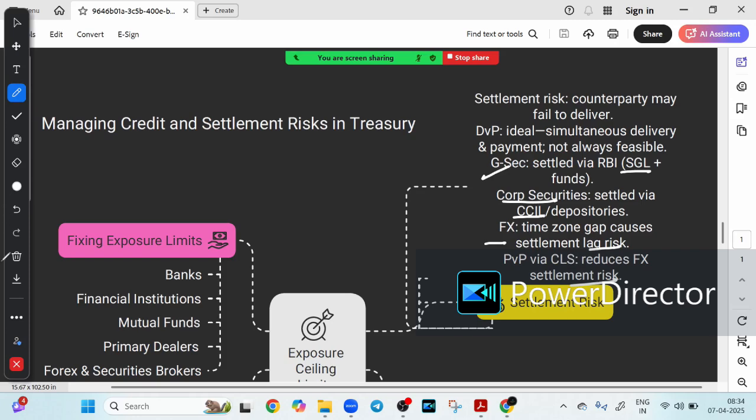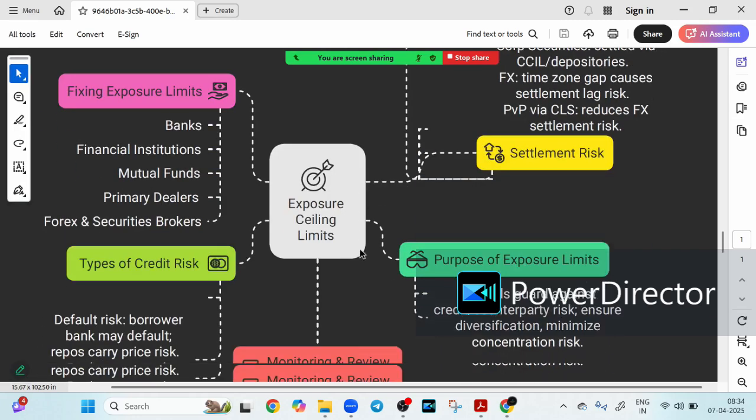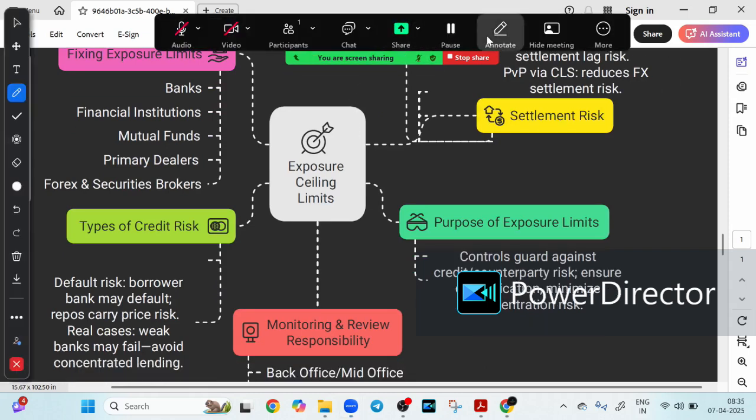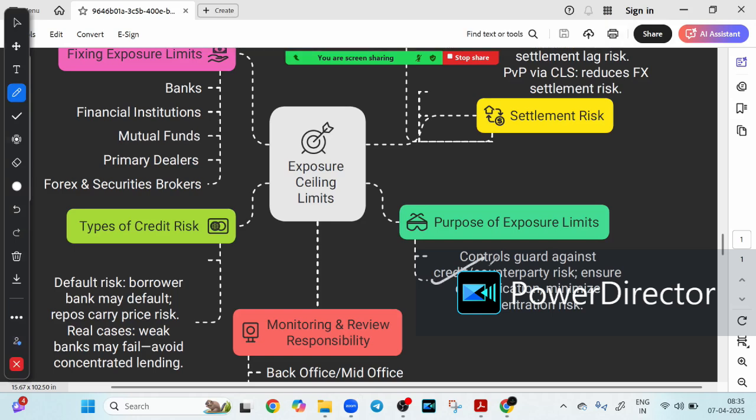If you look at the purpose of this exposure ceiling limit, what is the purpose of this limit? Basically, exposure limits are like your shield. They control credit risk and counterparty risk. Remember we have just talked about credit risk. They also promote diversification, and most importantly they prevent concentration risk, because putting all your eggs in one basket is not smart in treasury.